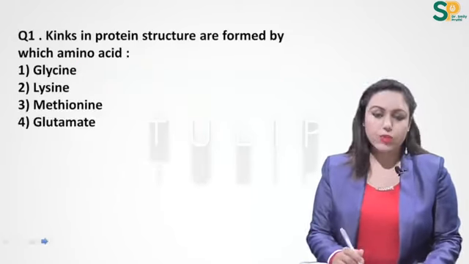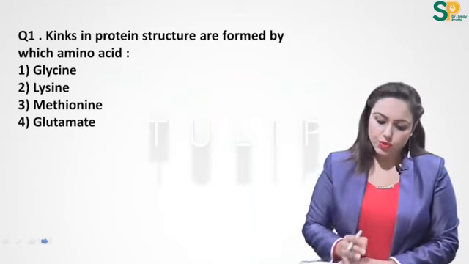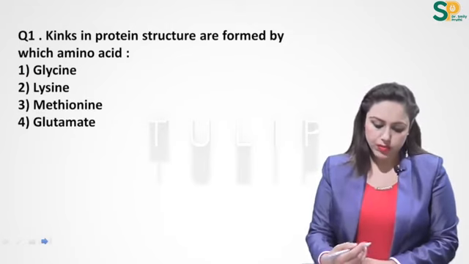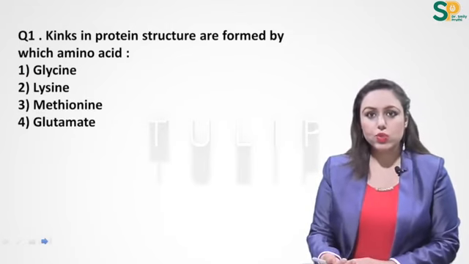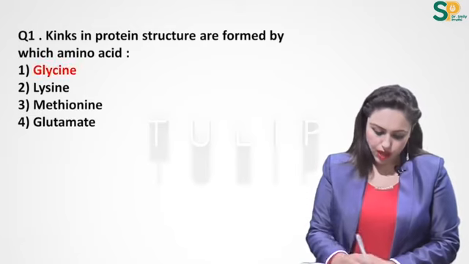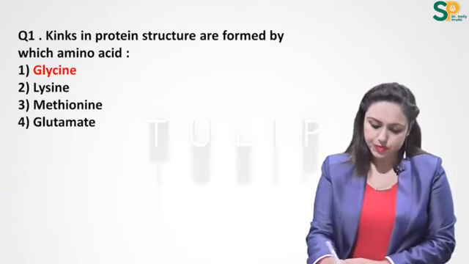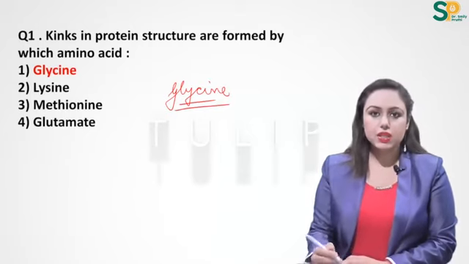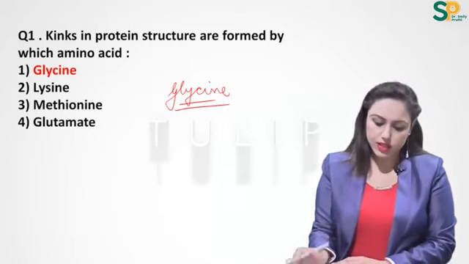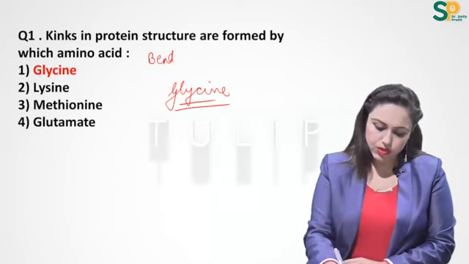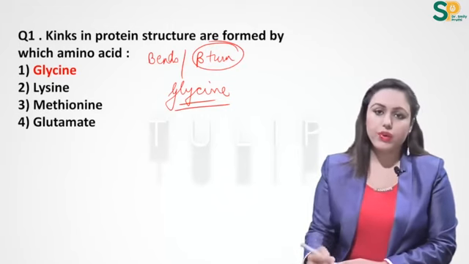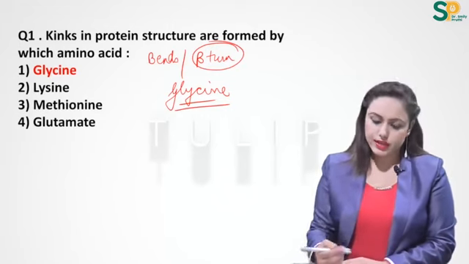The first question which I'm going to take is, kinks in the protein structure are formed by which amino acid? Four options are given: glycine, lysine, methionine and glutamate. The answer to this question is glycine. Glycine, because of its flexibility, introduces kinks or bends in the structure. Glycine is mainly found in beta turns. So turns or bends or kinks, these are formed by glycine.